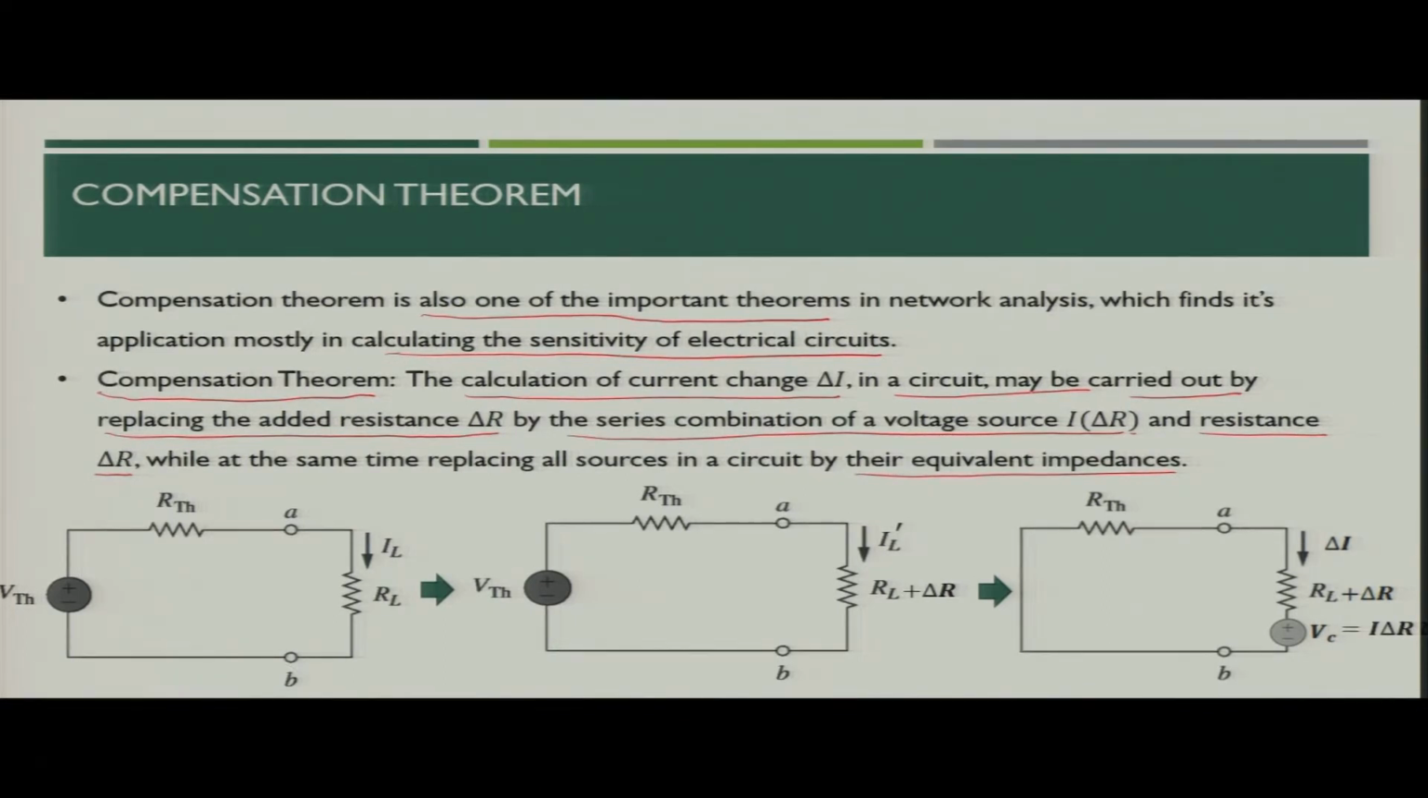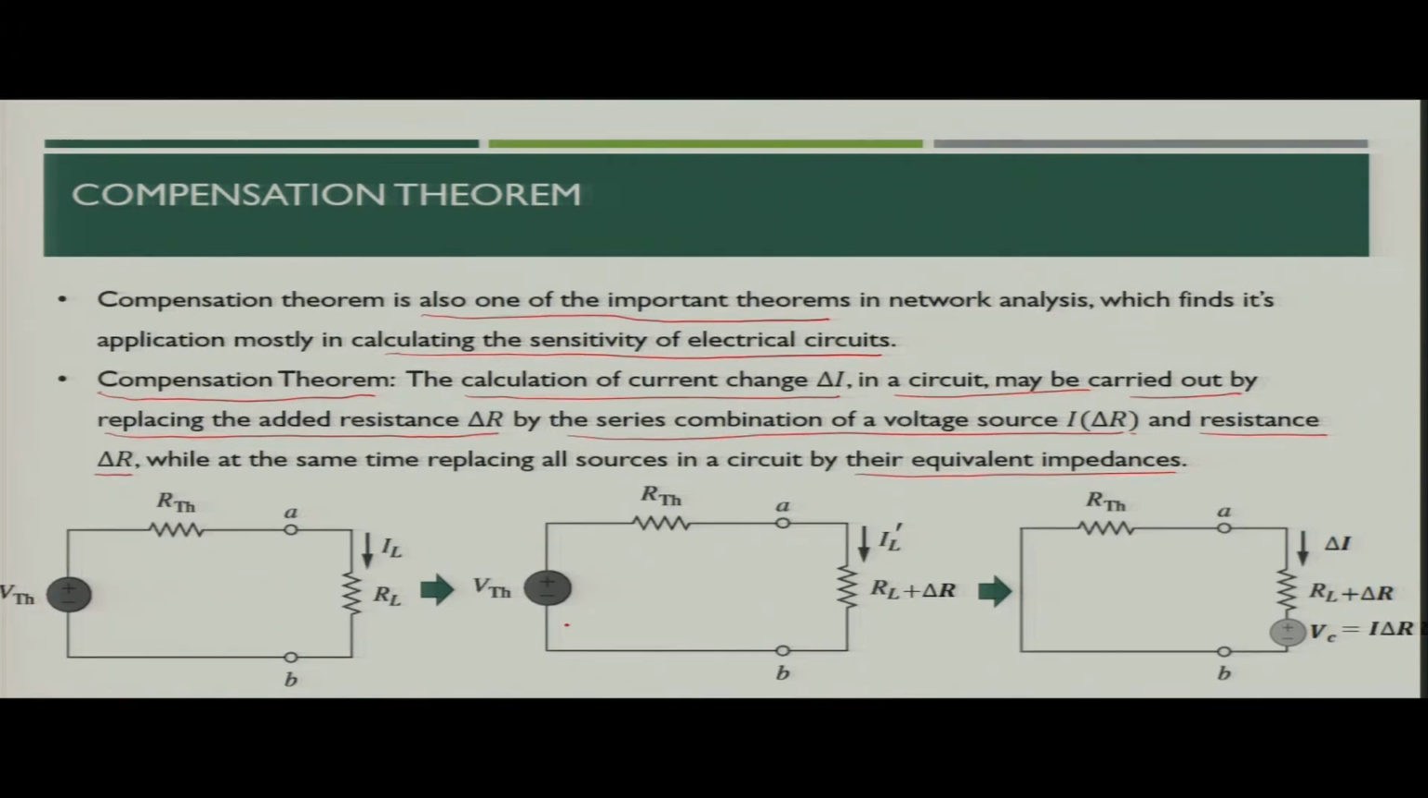What does it mean? Suppose you have a network and the two terminals of the network are connected to a load, that is, the value of load is RL. So, what you can do? You can replace the whole circuit as a Thevenin equivalent, that is what we discussed when we discussed Thevenin's theorem. So, a linear two terminal network can be replaced by its Thevenin equivalent. So, here we have created the Thevenin equivalent of the network.